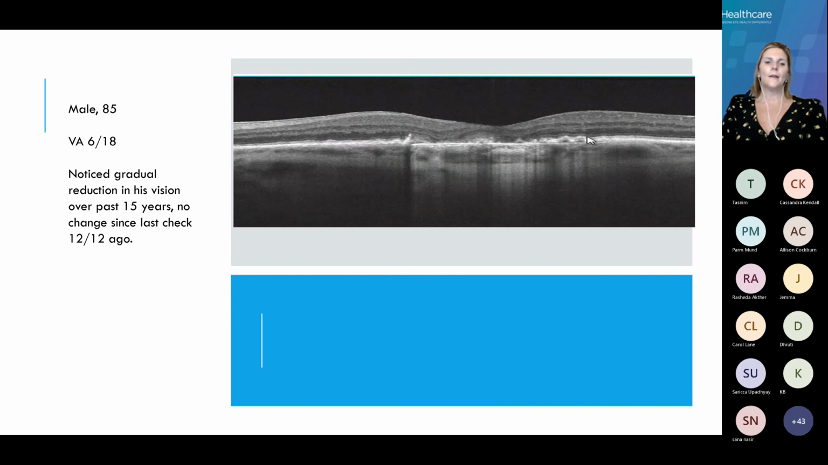Amsler grid was given, but only used when remembered. So 85-year-old, 6/18, noticed a gradual reduction in the vision over the past 15 years, so no change since the last 12-month check. So again, with this one, what are we looking at? What's the thought? So again, remembering when you're starting to look at this image, what's happening? Can we see our vitreous? What's happening with our scan profile? Which sections are we starting to see the change? Now, sadly for this patient, this is going to be about educating them, isn't it?